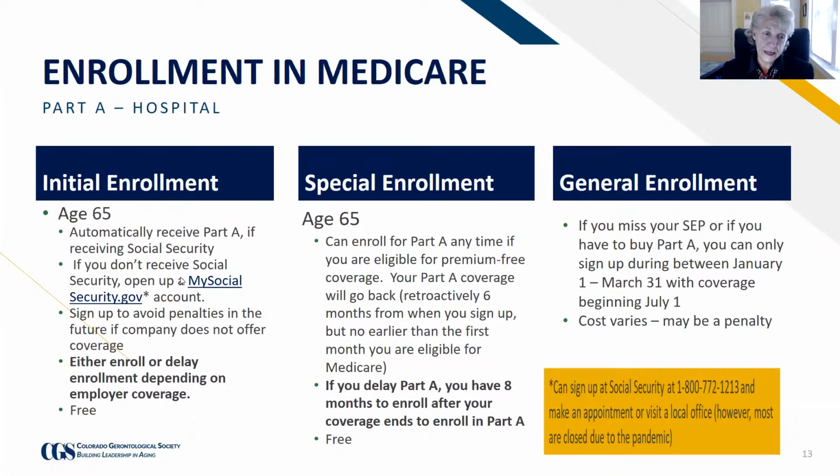So that's what happens at age 65. If you're receiving Social Security, you automatically get it. If you're not, go in, open an account, and then based on the size of your company and what kind of coverage they're offering will depend on which box you check during the enrollment on the online application. And Part A is usually free.